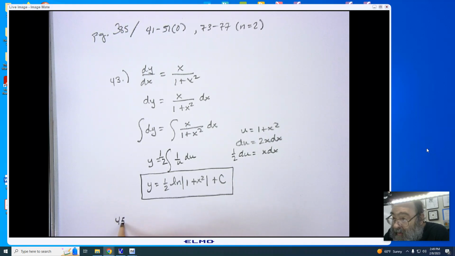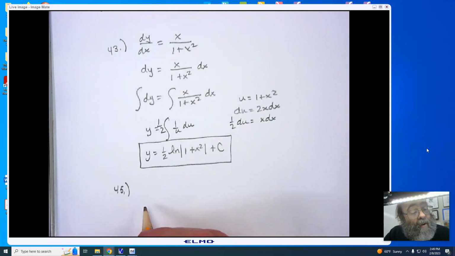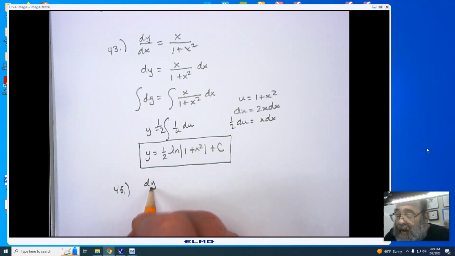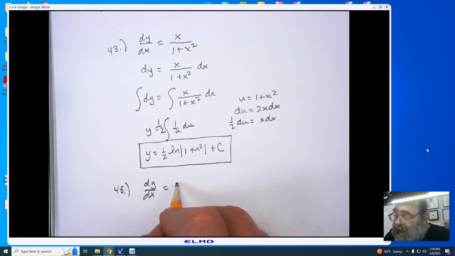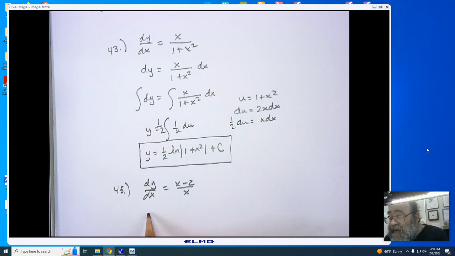Let's go ahead and take a look at number 45. Number 45 gives me dy/dx, and it's equal to x minus 2 divided by x. Now, the first step is to separate, so dy equals x minus 2 over x dx, and then the integration of dy equals the integration of x minus 2 over x dx.